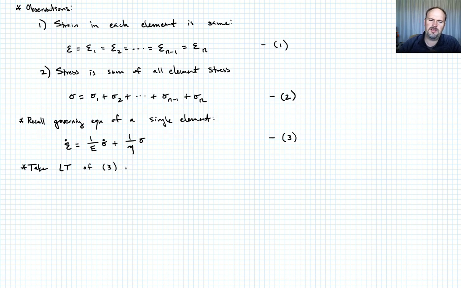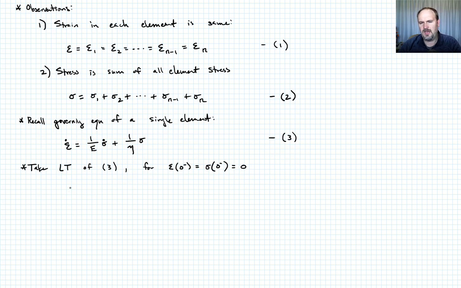And we're going to say that we have to have some initial conditions. So we'll say that for the case where epsilon of 0 minus is equal to 0, and we'll also say that the stress is equal to 0. So basically there's no stress or strain prior to whatever we're applying. Okay, so that's our initial condition.